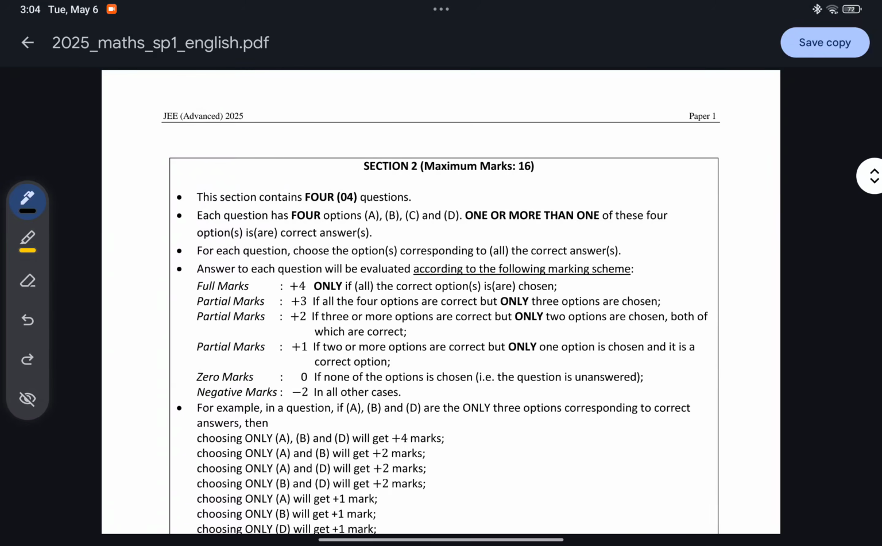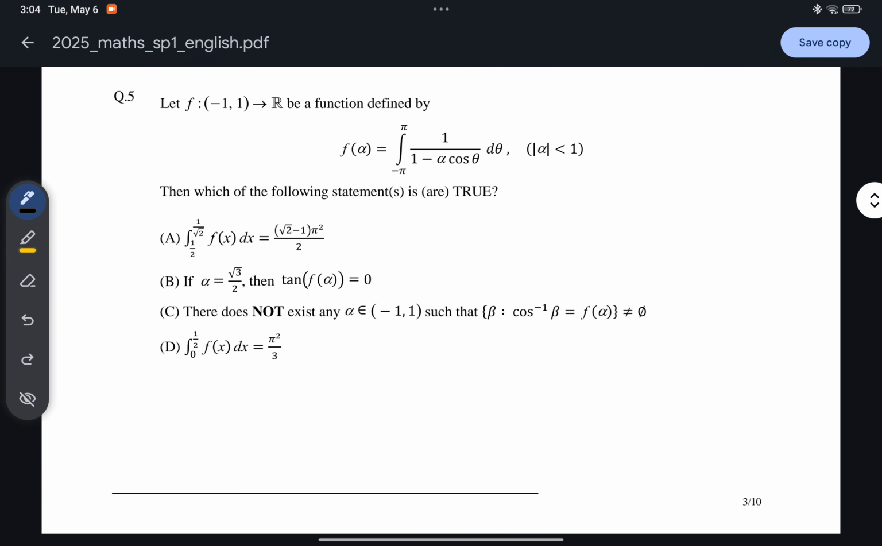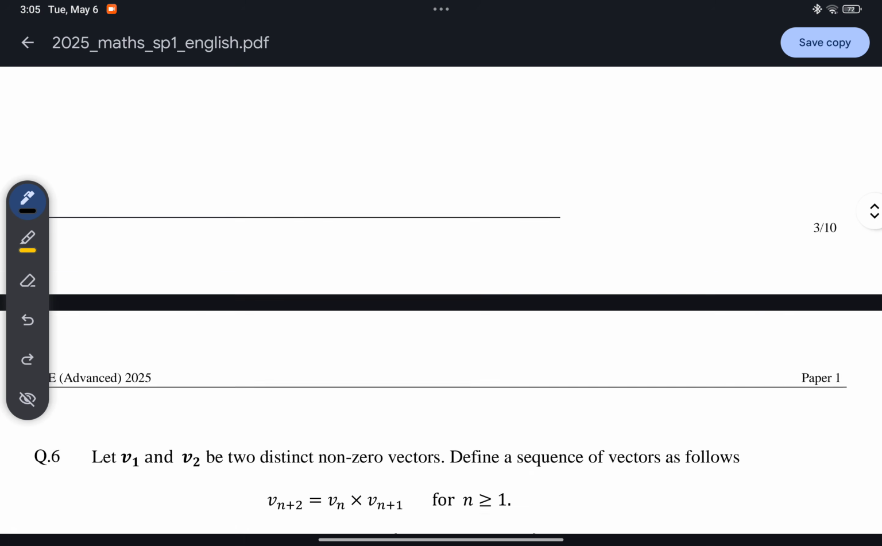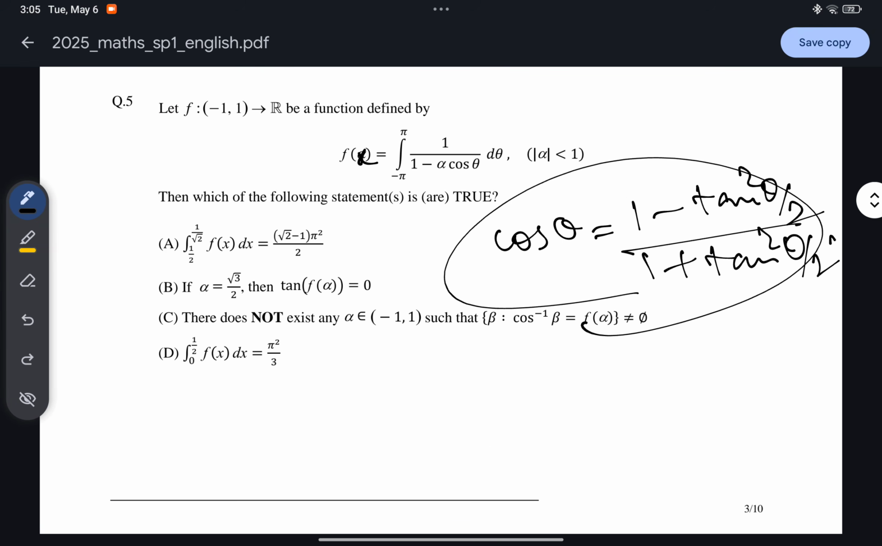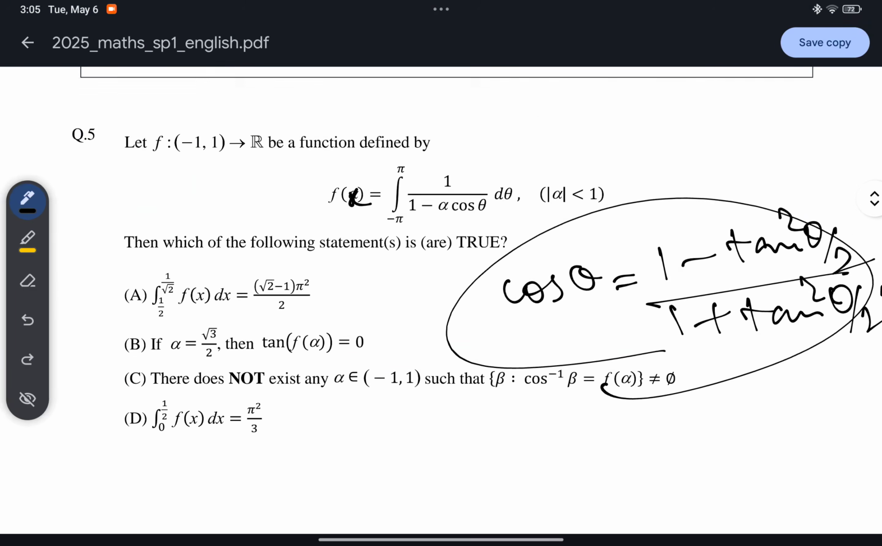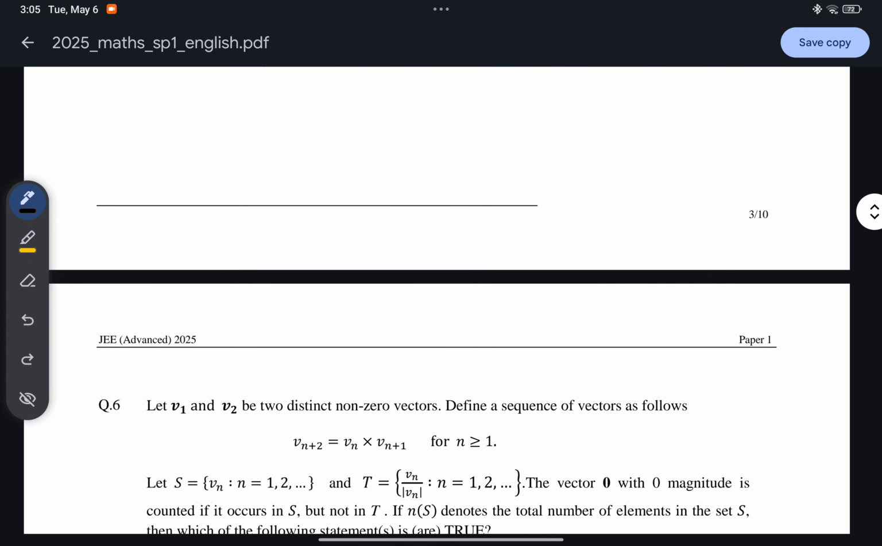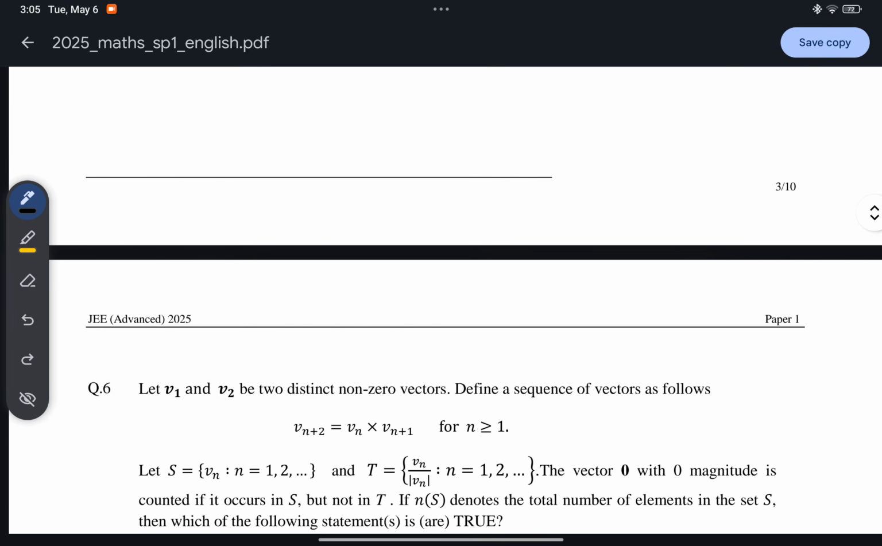Moving forward, this is a very easy question. Just apply 1 minus tan square theta by 2 upon 1 plus tan square theta by 2. Just use this and you shall get it. Take this as f(x) maybe. I think the answer for this one was, I think it's multi-correct, right? So I think this one was wrong, this one was correct, this one was also correct, and this one was correct. I think the answer was BCD. You can check out the official solutions as well.